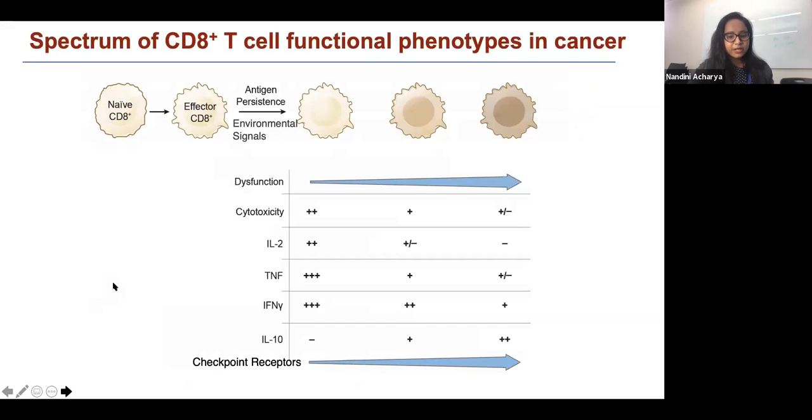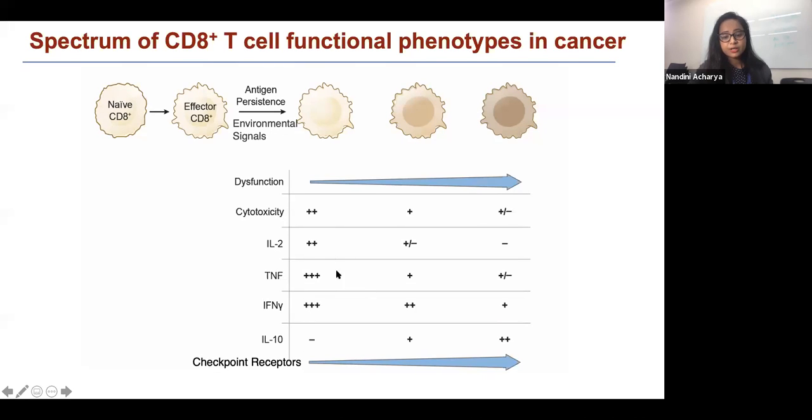As this audience may already know, in any chronic disease setting, such as chronic viral infection or in cancer, effector T cells gradually, progressively acquire a state which is commonly referred to as T cell exhaustion or dysfunctional T cell state. Now, these exhausted or dysfunctional T cells are characterized by various deficits in their effector functions, including loss of cytotoxicity and loss in the production of pro-inflammatory cytokines such as IL-2, TNF alpha, and interferon gamma.